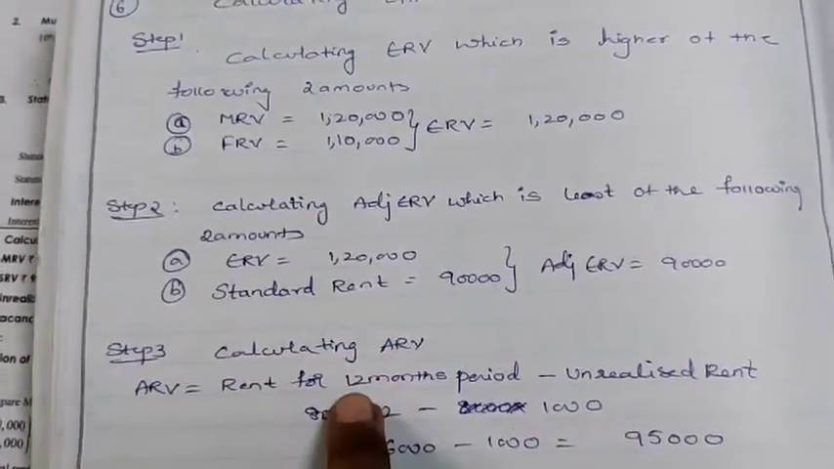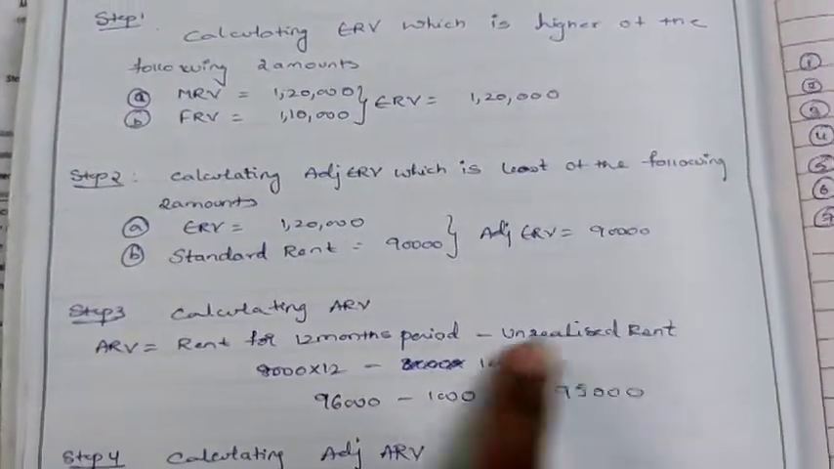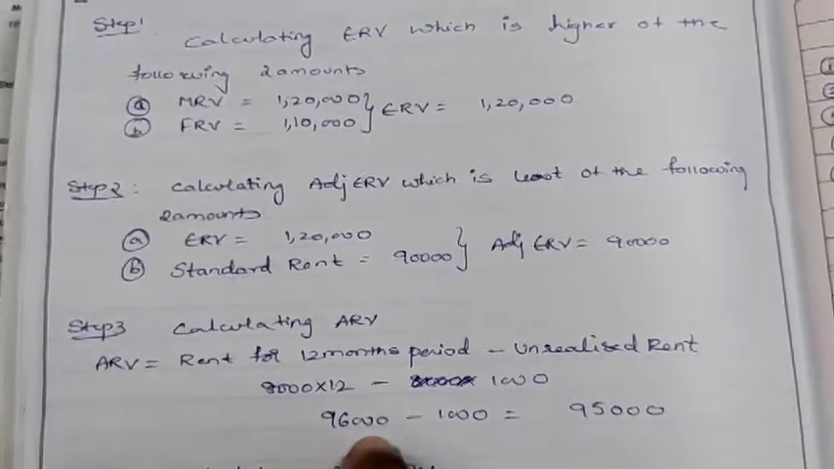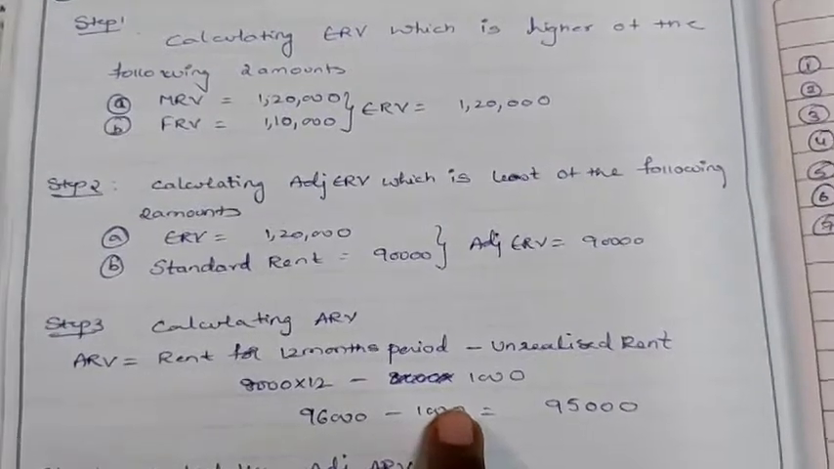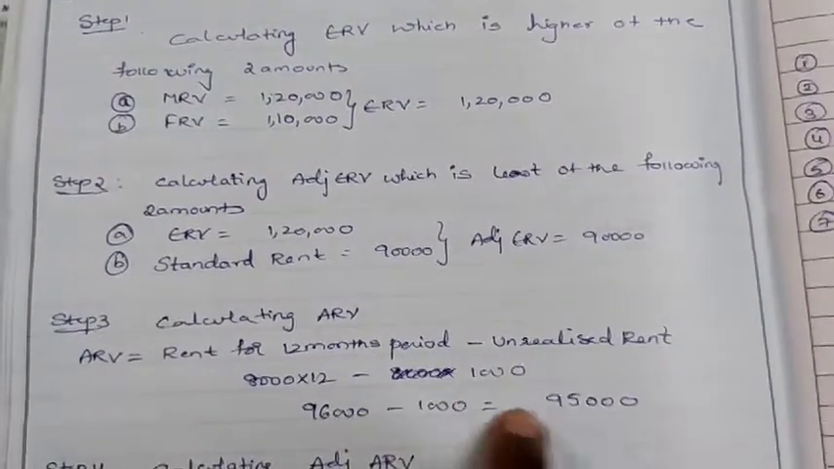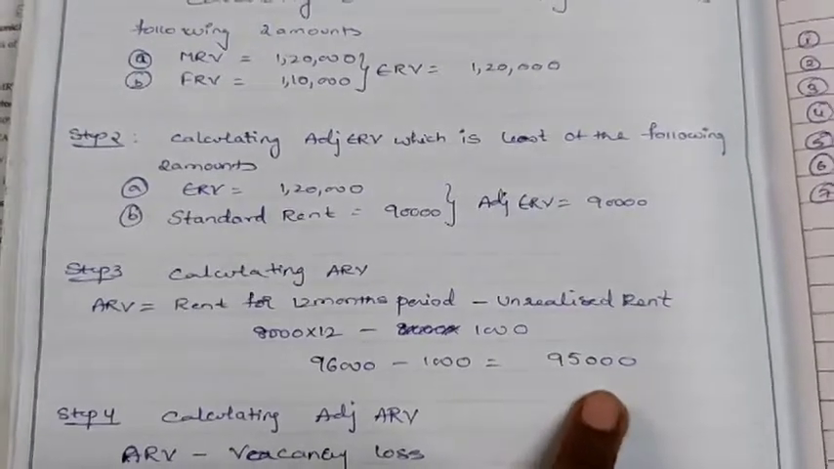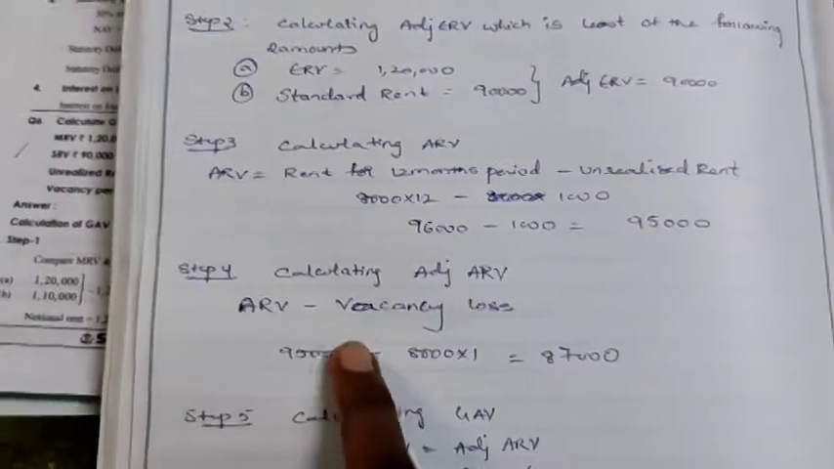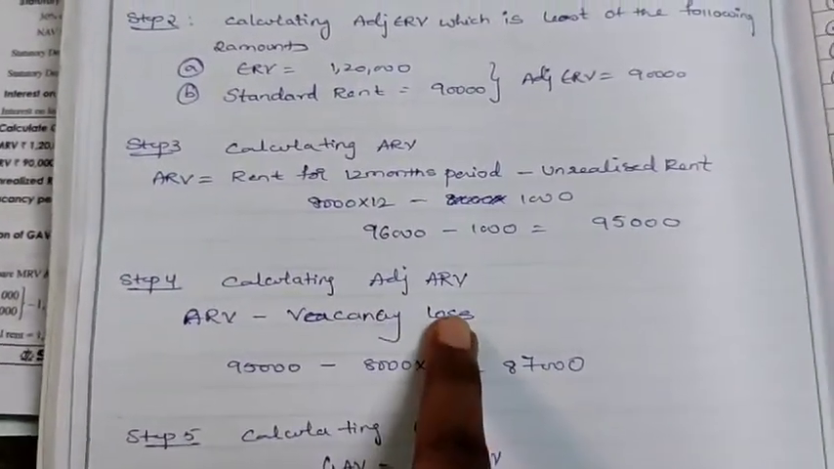Next, step 3, calculating ARV. For calculating ARV, from the rent for 12 months period you deduct unrealized rent. Rent for 12 months is 8,000 into 12, which is 96,000, minus unrealized rent 1,000, so 95,000 is the ARV. Next, step 4, calculating adjusted ARV. For calculating adjusted ARV, we deduct vacancy loss from ARV.